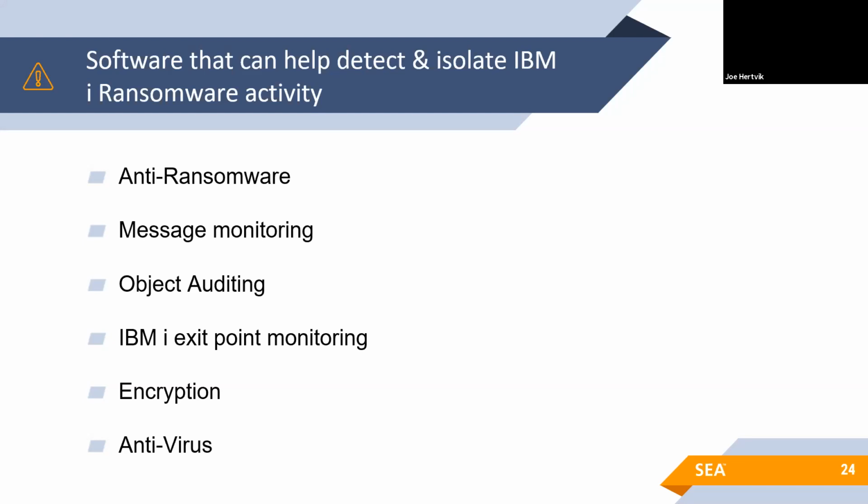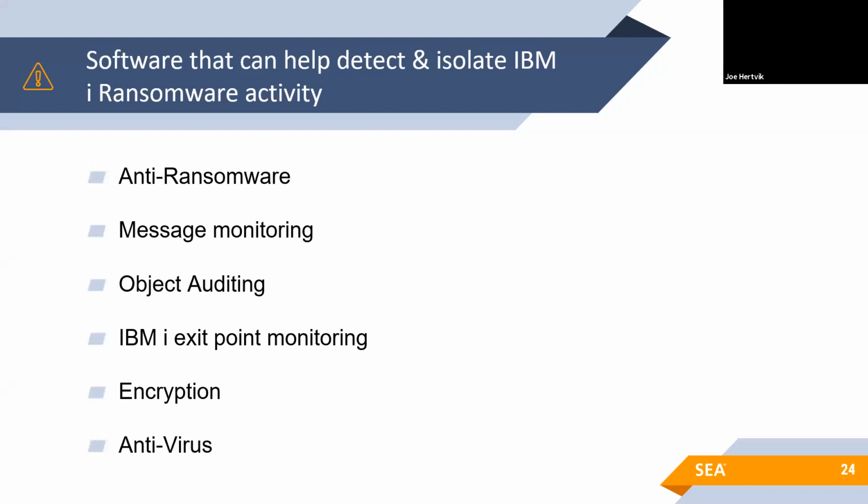Message monitoring can help alert you, do early alerting when an IFS attack happens. Object auditing, exit point monitoring, where you have software that basically looks for intrusions on your system and brings up exit point programming to handle those intrusions.